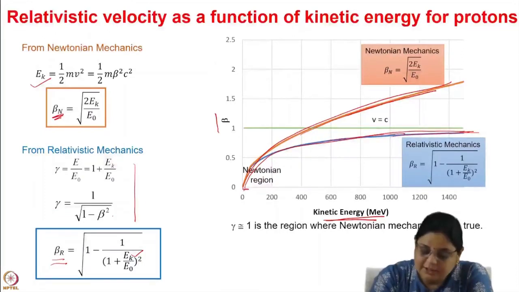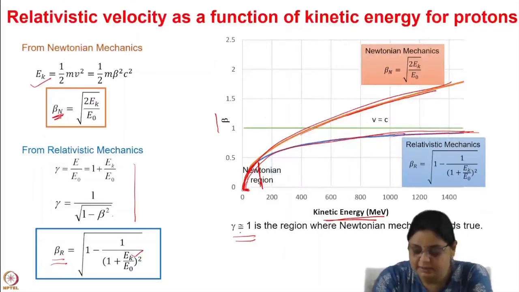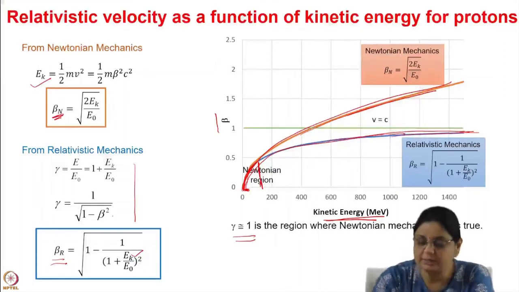In the lower energy region, you can see that both the curves overlap, the Newtonian curve and the relativistic curve. So in this region, Newtonian mechanics applies. Newtonian mechanics is only valid in this region, whereas relativistic mechanics is a general formula and is valid everywhere. Typically, the region where gamma is approximately close to 1 is the region where Newtonian mechanics holds true.